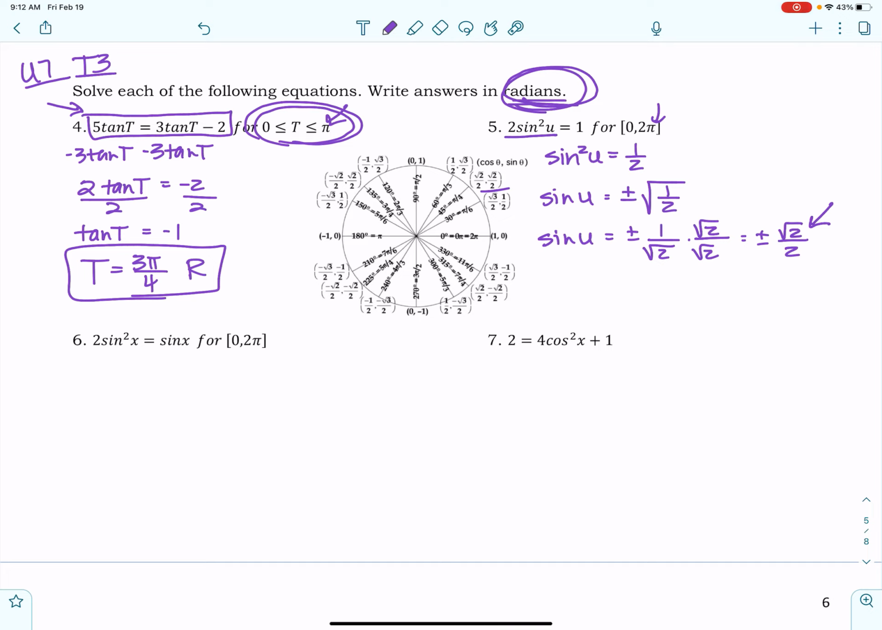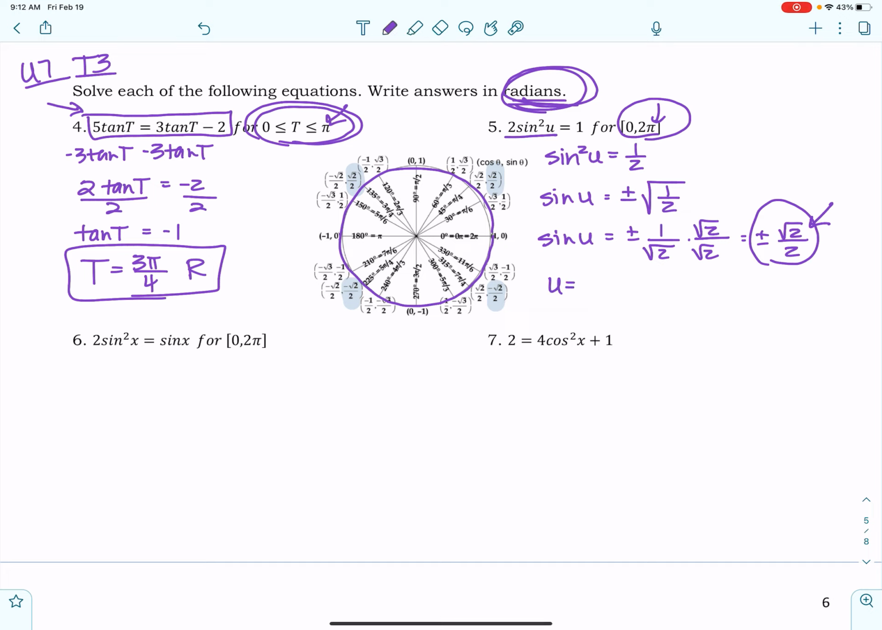Okay, so let's look at our restriction here. Our restriction is one revolution of the circle, so the whole circle. So I don't have to account for adding a value to my solutions, I just have to see where my solutions occur. So notice that sine u is equal to plus and minus radical 2 over 2. So sine is positive radical 2 over 2 right here. It's negative radical 2 over 2 right here, and right here, and of course positive radical 2 over 2 right here. So there are 4 solutions to this problem.